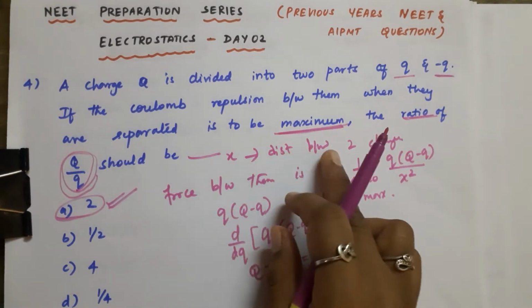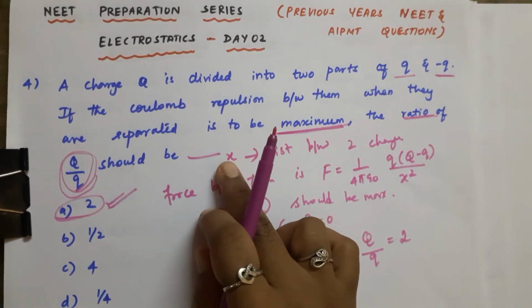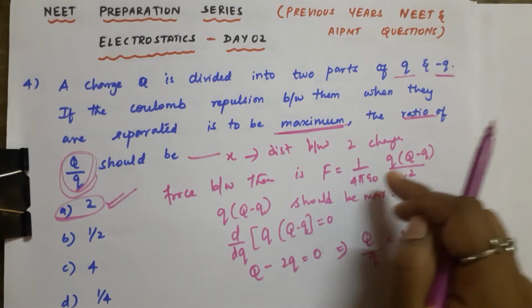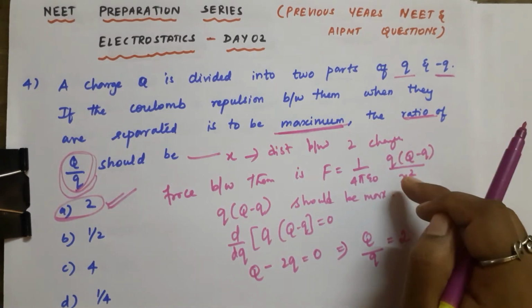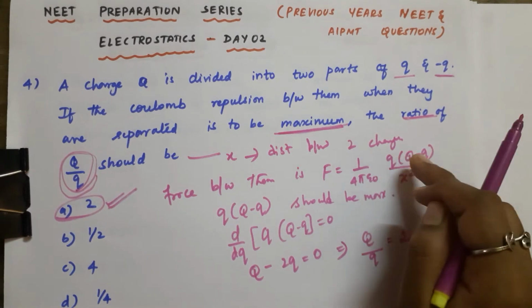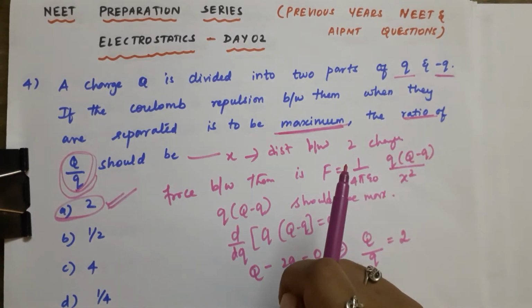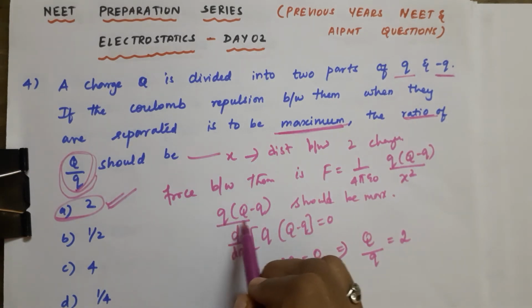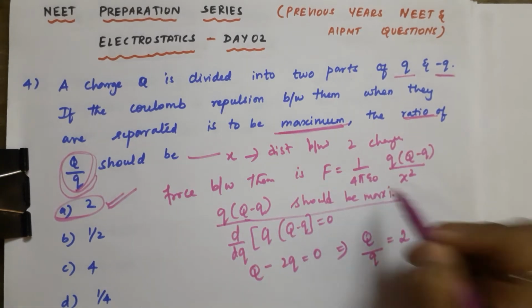So let the distance between two charges be x. Force between them is F is equal to 1 by 4 pi epsilon naught Q1 Q2 by R square. That formula only we are taking here: q into Q minus q by x square. So for maximum force, q into Q minus q should be maximum, right?